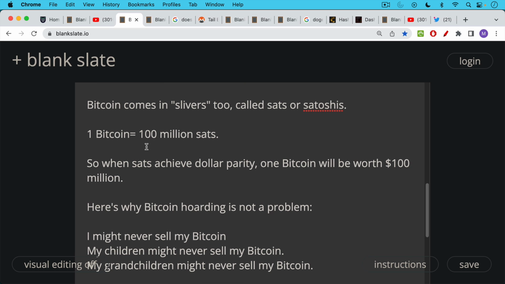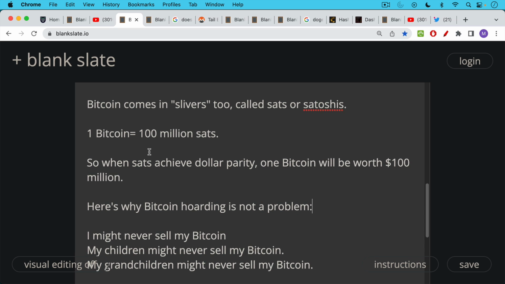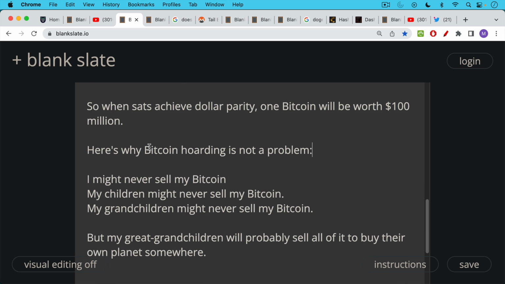Here's another reason why I think that Bitcoin hoarding is not a problem. We certainly haven't seen hoarding with shares of Apple stock or Amazon stock or Microsoft stock, where the founders had these very, very large positions. Of course, you can dilute a company, you can dilute equity, but I think there's a similar dynamic with Bitcoin where I might never sell my Bitcoin. In fact, I'm never going to sell my Bitcoin.